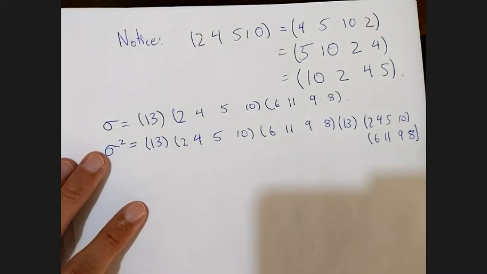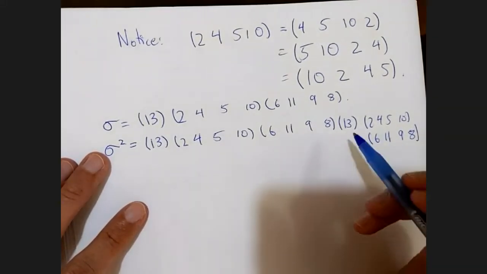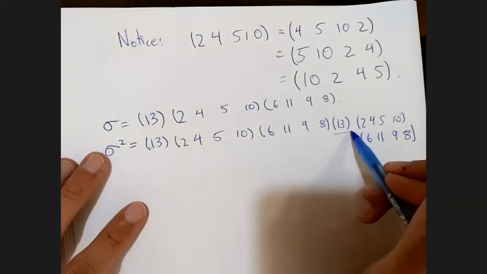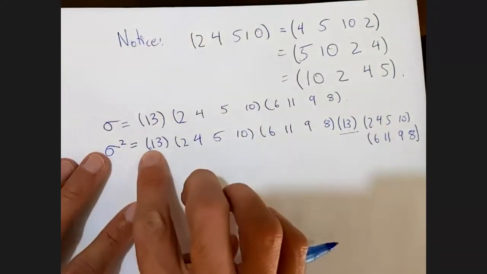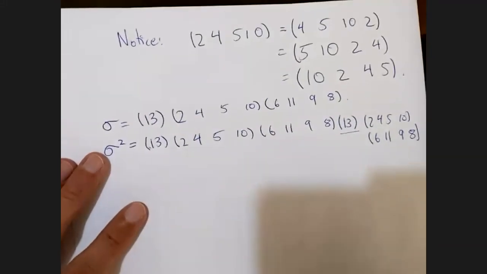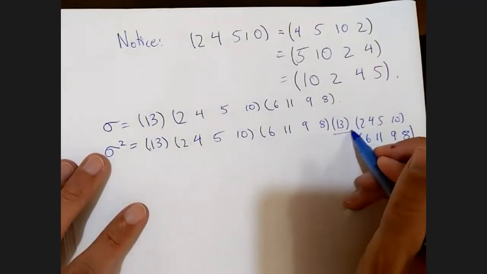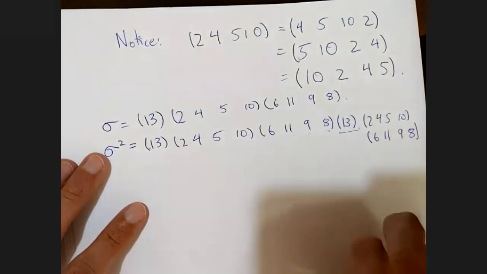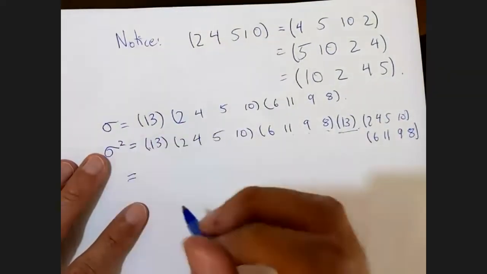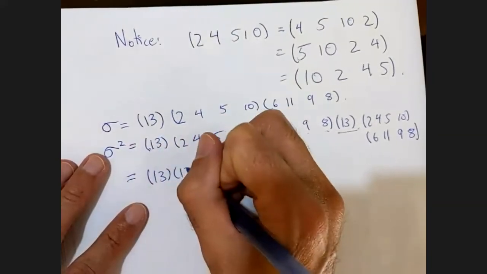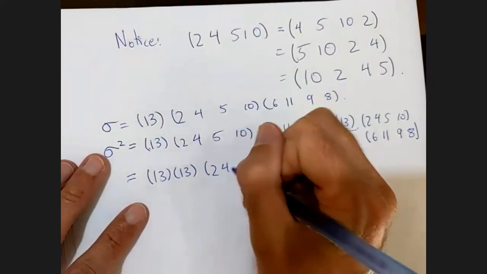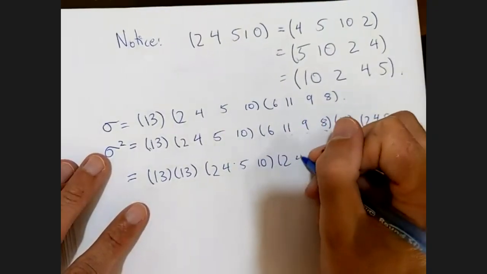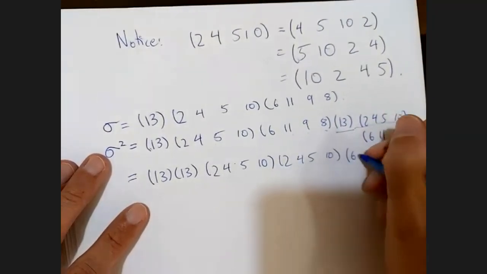That's sigma squared. But remember, all these cycles are disjoint, well, except for these two, right? So this cycle, we can switch it so it lives right next to its twin, because the cycle 1, 3 and the cycle 6, 11, 9, 8 are disjoint. So they commute, that means we can switch them. Okay, so let's do that. We have 1, 3 times 1, 3. We have 2, 4, 5, 10, and we can move this next to this one. And then we have the same thing for the last cycle.